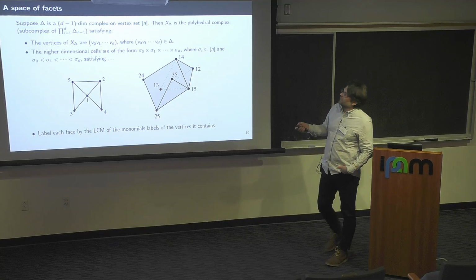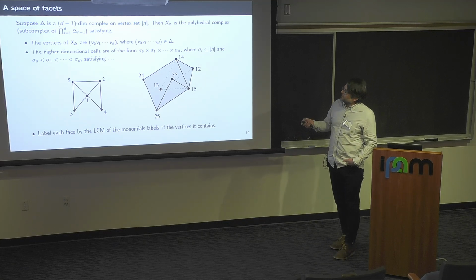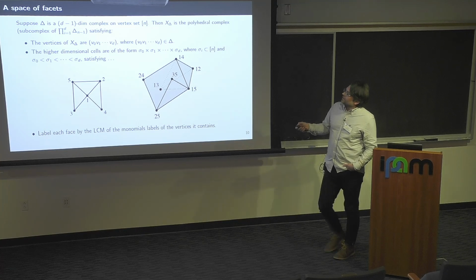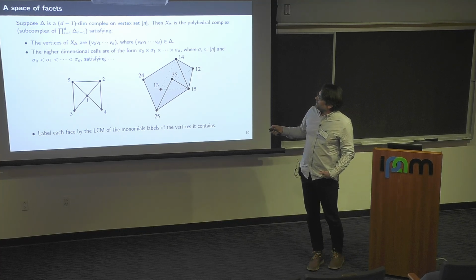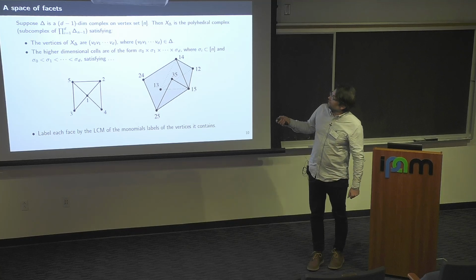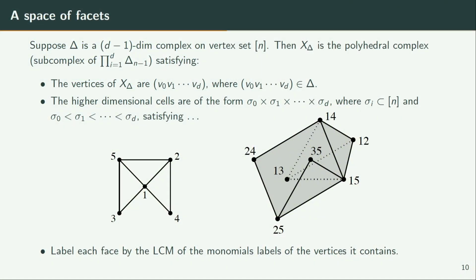So this is a sort of complicated thing. I've got the vertices here, and I want to build the higher dimensional cells. They're all going to be products of the form sigma 0 cross sigma 1, and so on, where each one is a subset of n. They are increasing. I'll explain what I mean by a subset increasing. Basically, I want everything here to be less than everything here, and then satisfying... I think I'm just going to do this with a picture.